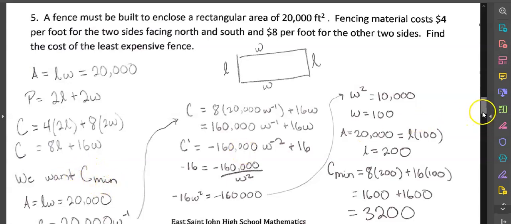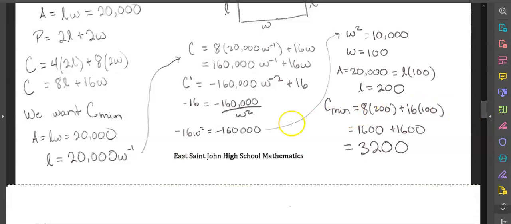Now we need to solve our area equation to get one of the variables by itself. So area is length times width equals 20,000. If you divide both sides by W, you have 20,000 over W equals L, or 20,000 W to the negative first power. That's the same as 20,000 over W. Then you plug that into your cost function, which you're trying to minimize. So you plug that in for L, and then you continue solving it.